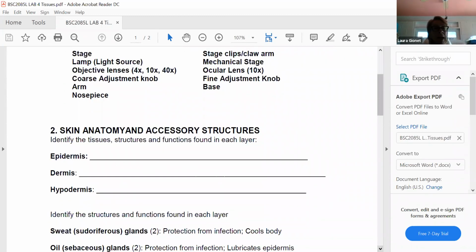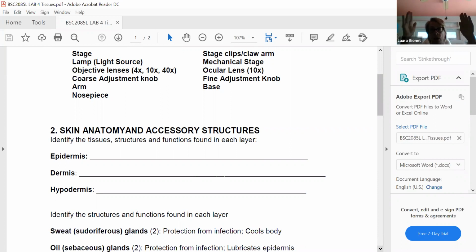All right, so here we have number 2, skin anatomy and accessory structures. Identify the tissues, quote unquote, structures and functions found in each layer. So the first part are the tissues. When it comes to the skin, we have 3 layers, right? We have an epidermis, dermis, and hypodermis, right? So first, and this relates to how I approached this in the lecture class, where I showed you that picture of the skin.